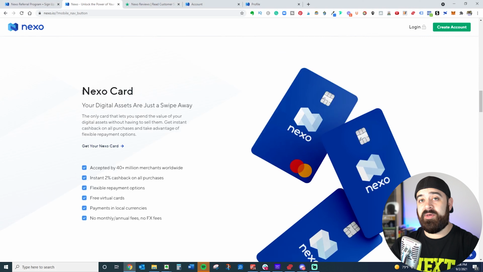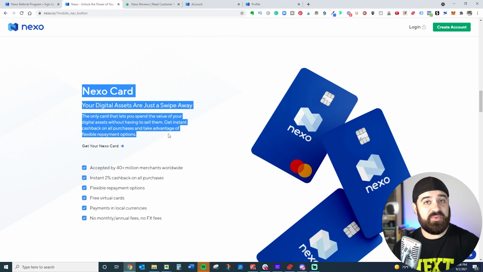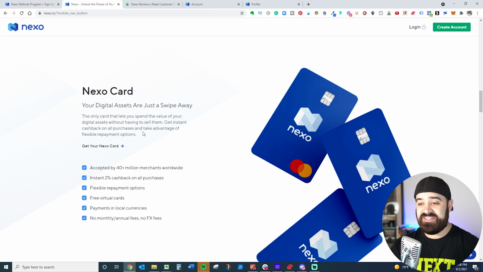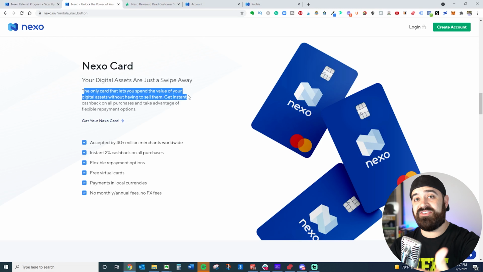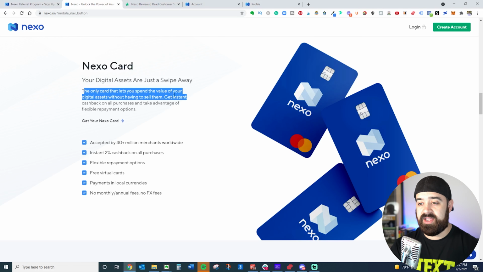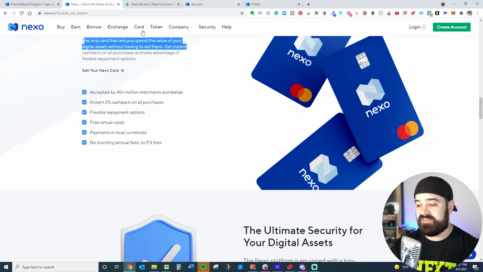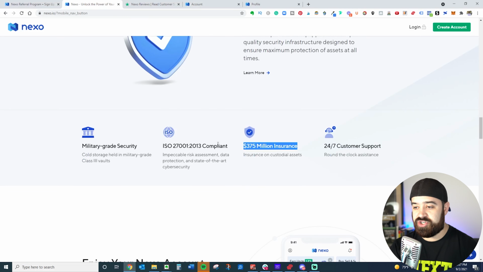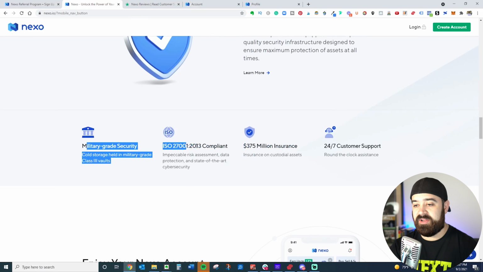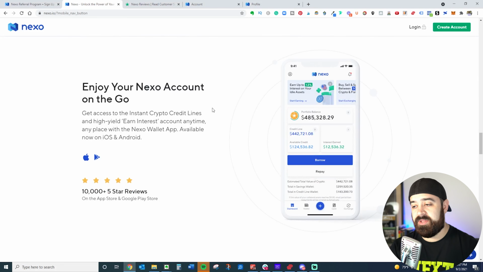I actually didn't even know about this Nexo card. I don't know if they didn't have it when I started using this platform or what, but this is a really cool idea. I'm going to look more into this later, but I don't want to talk about it too much because I don't have experience using their Nexo card. But the card allows you to spend the value of your assets without actually having to sell them. So I'm assuming it works similar to the loan process, and then you just pay it back later. You can come here and see more information about the Nexo card. I don't want to go too in-depth because I'm not as familiar with it. Again, the ultimate security for your digital assets, talking about the insurance, talking about its compliance, talking about its security, all of that is important to come in here and see.